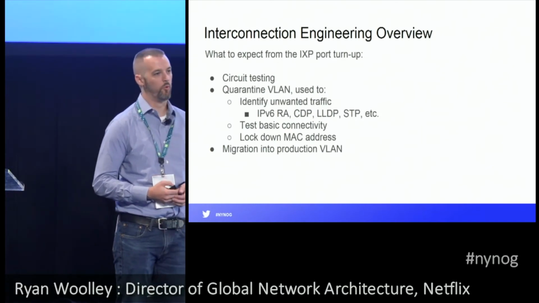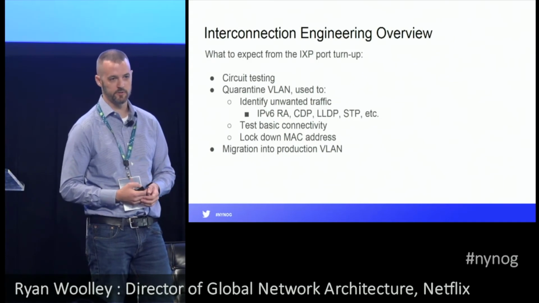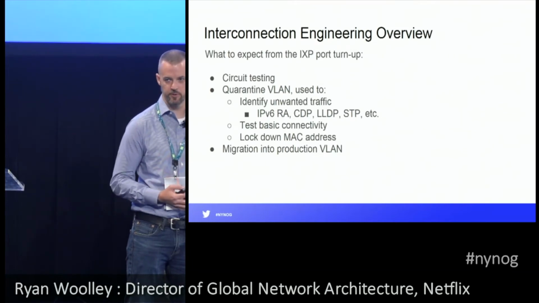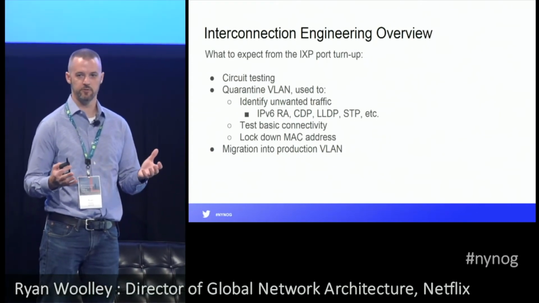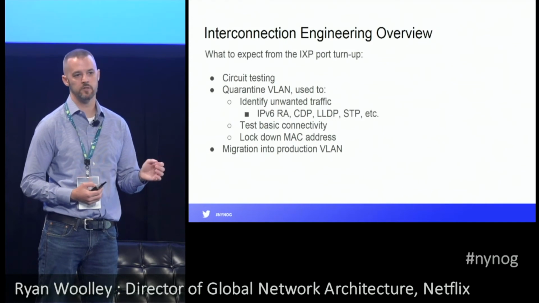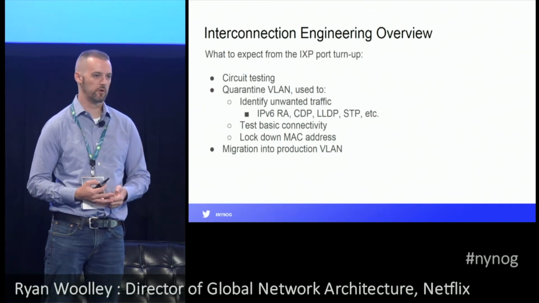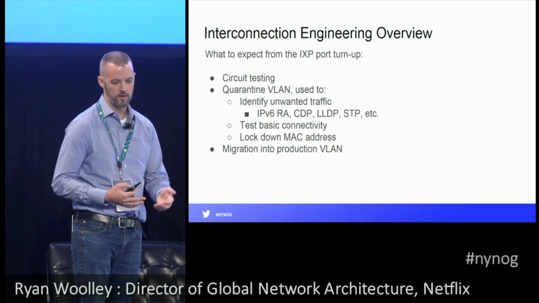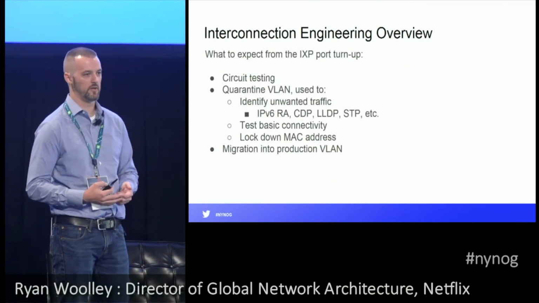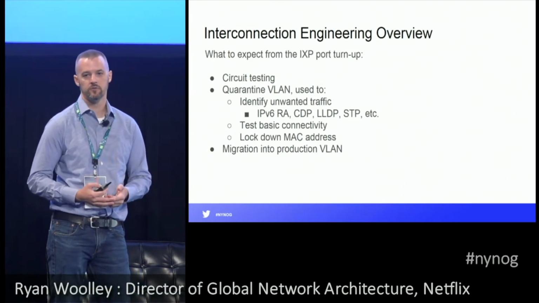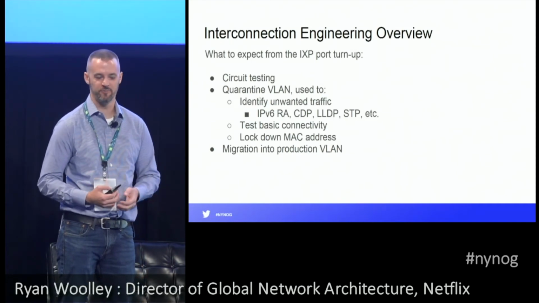If you made a decision to turn up a port on an IX, there'll be a couple things you'll be expected to do, and you can expect from the IX operator in order to make that happen. The circuit testing is something you're certainly familiar with, but something that's unique to the IXP turnup process is being placed in a quarantine VLAN. So IXPs are typically just layer 2 switches, as was mentioned before, and you'll be placed into a quarantine VLAN where the operator essentially uses tcpdump to look at the traffic that you're sending. It's very, very common for networks who are new at this to send IPv6 router advertisements, CDP, STP, various link layer protocols that you really don't want on a layer 2 fabric. They're very much harmful. So the operator will identify those for you and tell you to turn them off, basically.